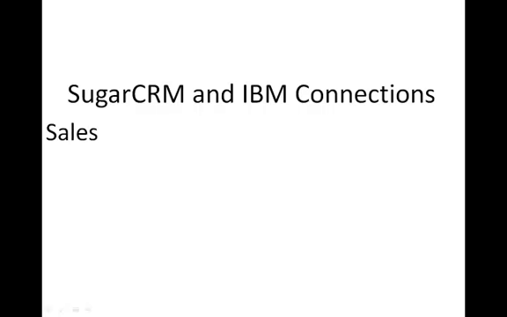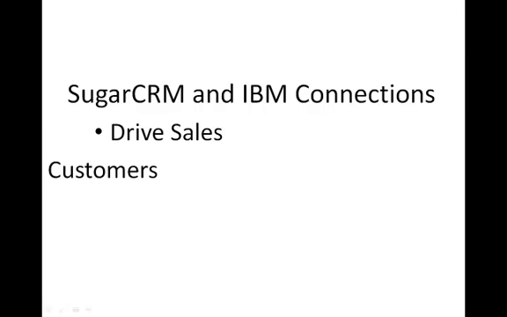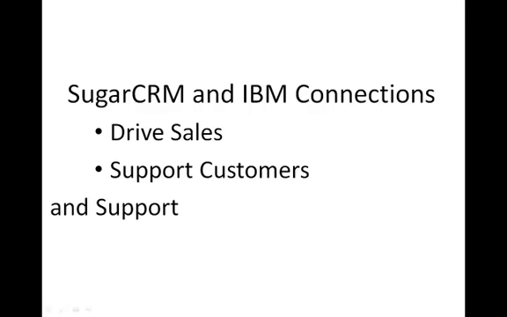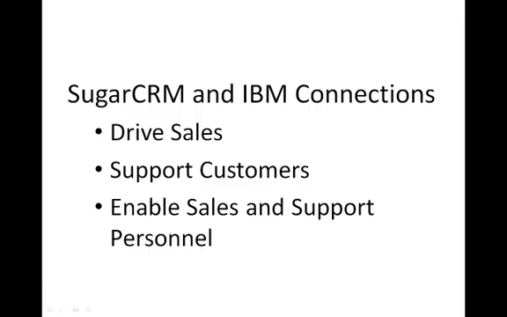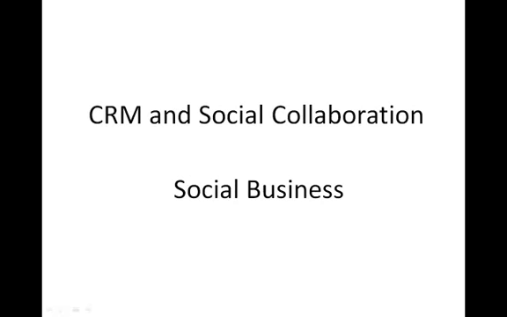In summary, SugarCRM and IBM Connections can work together to drive sales, support customers, and enable sales and support effectiveness. And the combination of the two is an example of how organizations can begin the transformation to a social business.